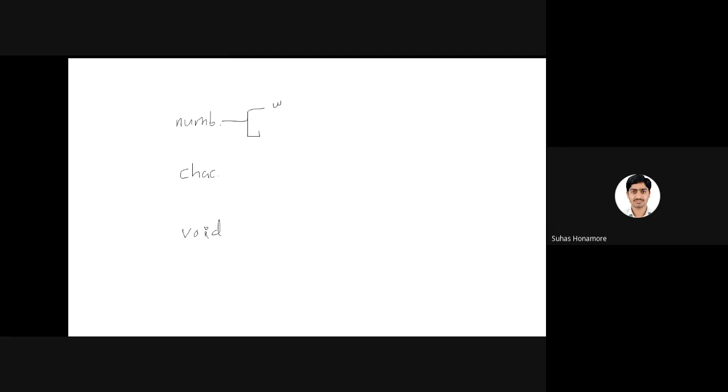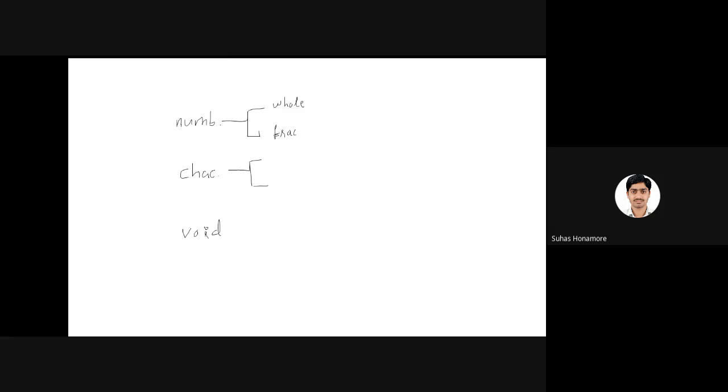I can say it's a whole number, or it can have the fractional part also. Okay, so the fractional part you can have it. Here, character also, and the integer. Yes, we'll come to integer also. Okay, so it's a whole number or a fractional part.